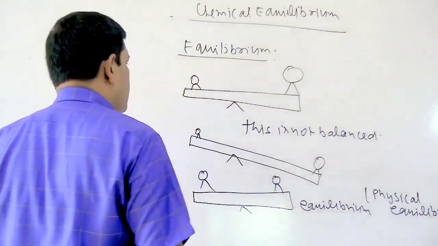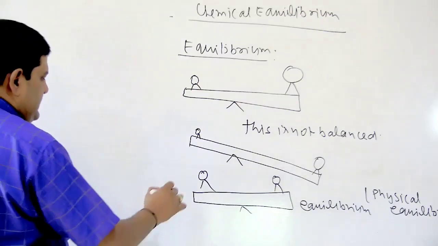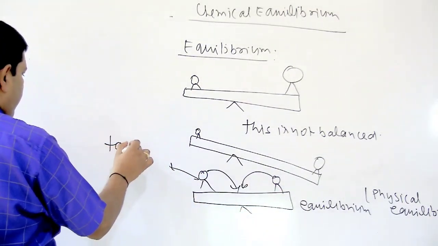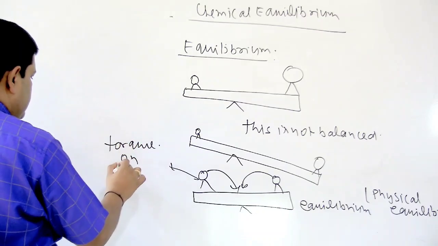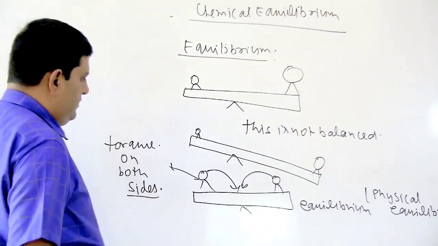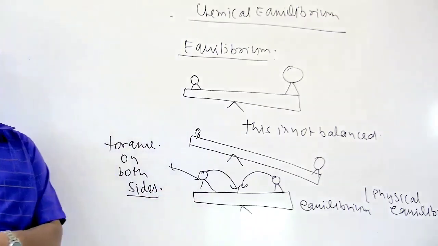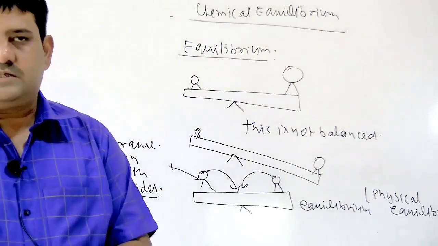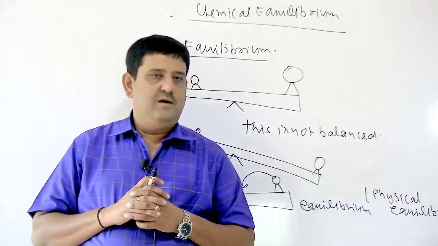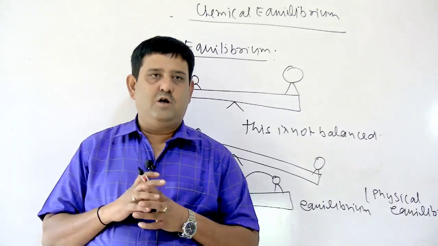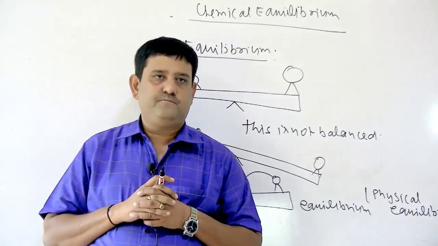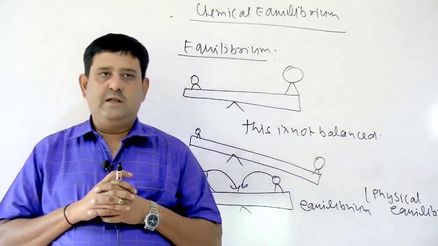So what is going to balance it here? The torque on both sides will become equal, so that this will be in equilibrium. Clear? It is clear now. On both sides, equilibrium is achieved because the torque is equal on both sides. Fine. So this is an equilibrium.